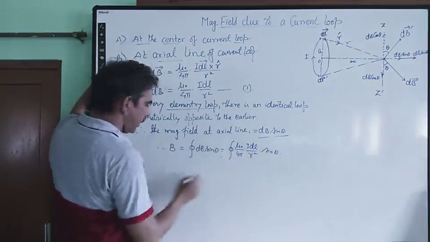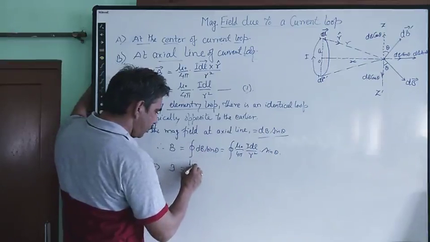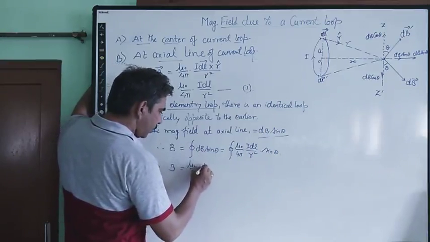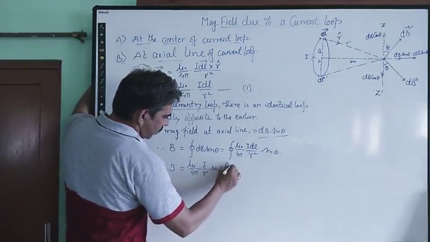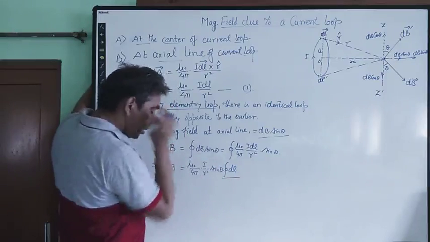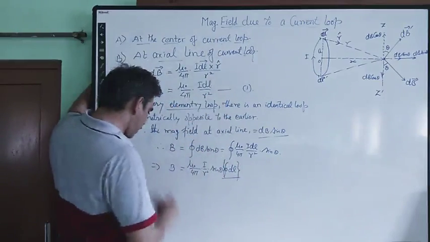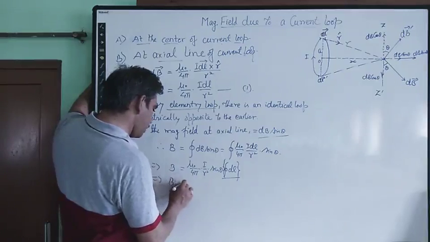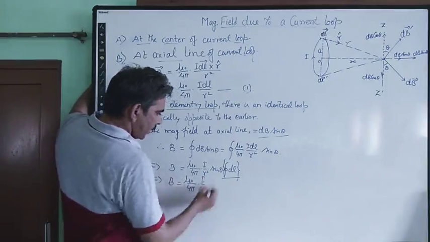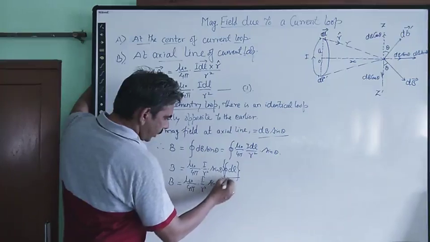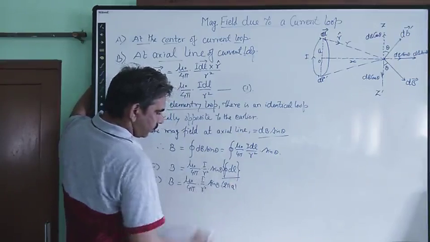Everything except dl remains constant. So B, the magnetic field, is mu naught upon 4 pi into I upon r square into sin theta and the closed integral of dl. The term under the integration is nothing but the total length of the loop, which is the circumference of the loop. So B is equal to mu naught upon 4 pi into I upon r square into sin theta into 2 pi a, the circumference of the loop.